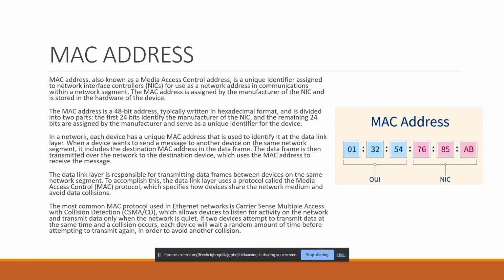The data link layer is responsible for transmitting data frames between the devices on the same network segment. In order to accomplish this, the data link layer uses a protocol called the Media Access Control Protocol, which has been discussed before, which specifies how devices share the network medium and avoid data collision. The most common MAC protocol used in Ethernet networks is carrier sense multiple access with collision detection, which allows devices to listen for activity on the network and transmit data only when the network is quiet.